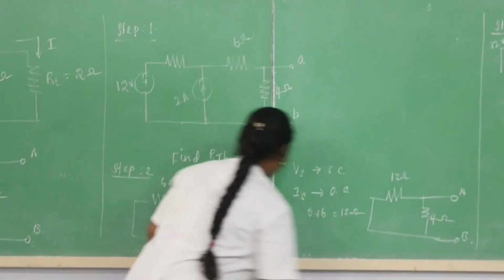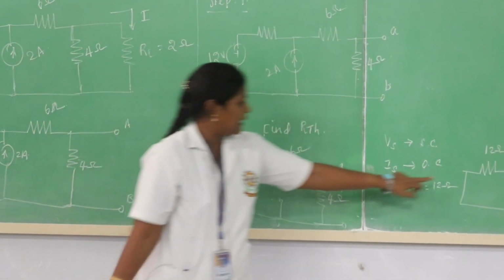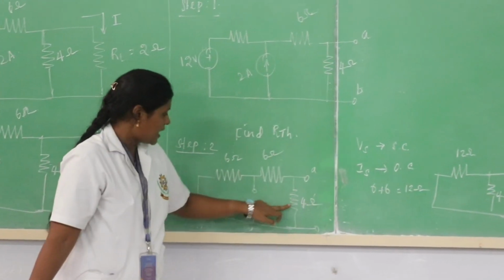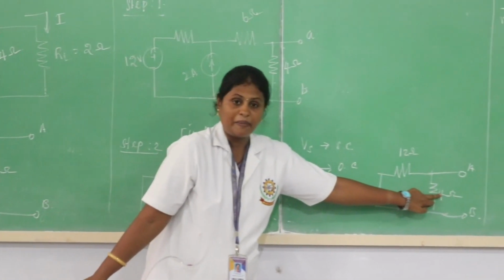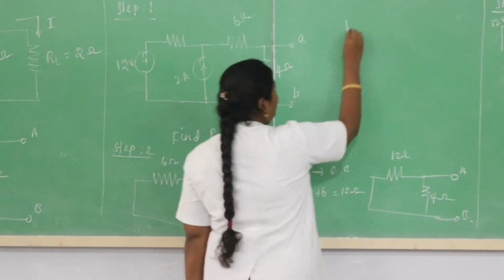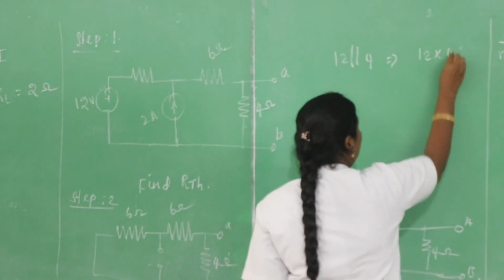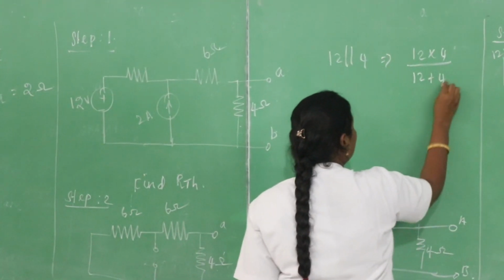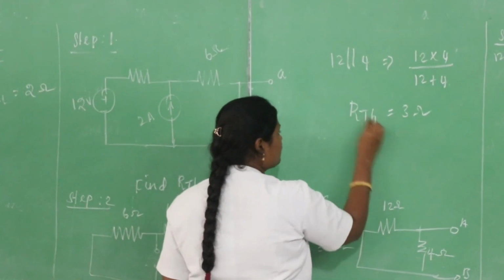Okay. So, you can redraw this. These two resistances are in series combination. You can combine them here as a single resistance, and this is a 4 ohm resistance. Now, these two resistances are in parallel combination. So, 12 is parallel to 4. What we get? 12 into 4 divided by 12 plus 4, you can get 3 ohm. So, this is the RTH value.